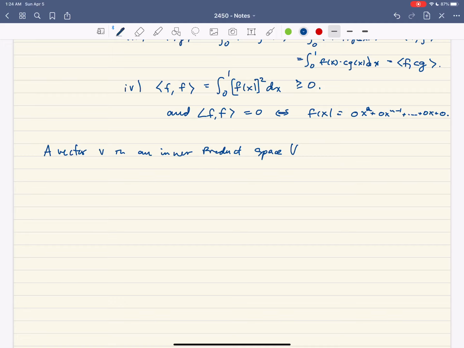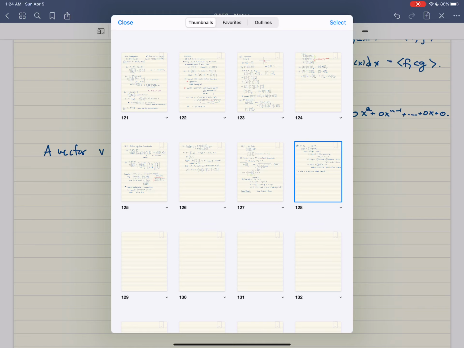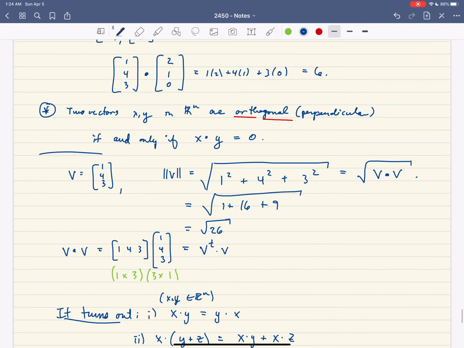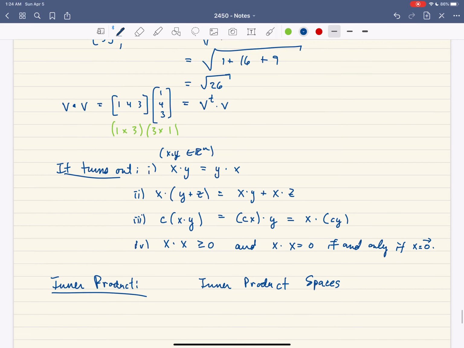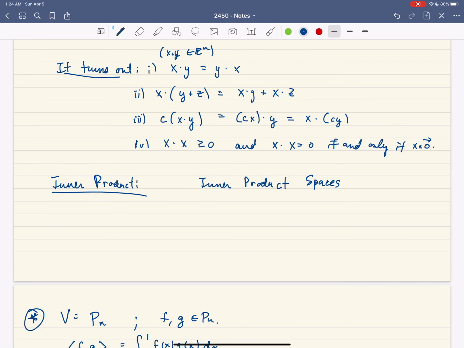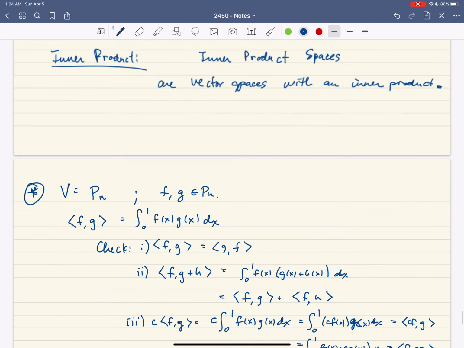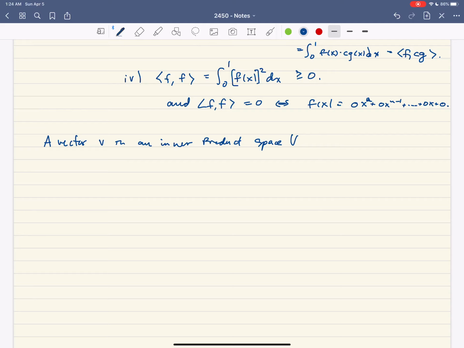Remember that I just want to go up for a second. Remember that when we were talking about inner products, I'm not sure if I explicitly said this or not, but inner product spaces are vector spaces with an inner product. And an inner product is this type of function that we were defining before. But whenever I talk about inner product spaces, we're talking about vector spaces. They're just vector spaces with special properties.